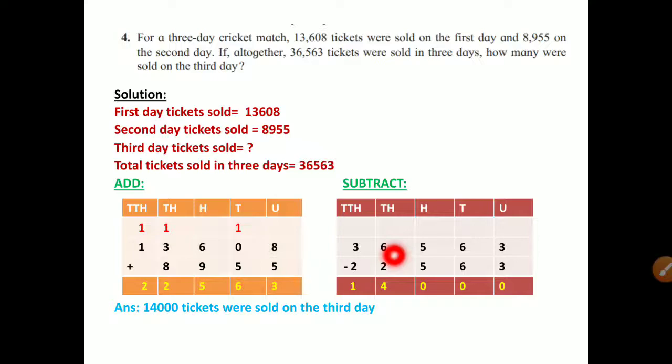Now in the second box, first we will write the total number of tickets sold together in 3 days. 36,563. We will minus 22,563. That is the total of first and second day.